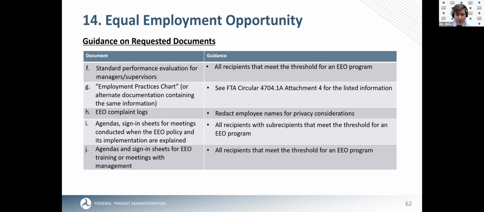You can redact, you should redact employee names for privacy considerations, that type of thing. The reviewer doesn't need to know that. For item I, agendas and sign-in sheets for meetings conducted when the EO policy and its implementation are explained. Anything, again, showing that you're doing that internal dissemination or potentially external dissemination.